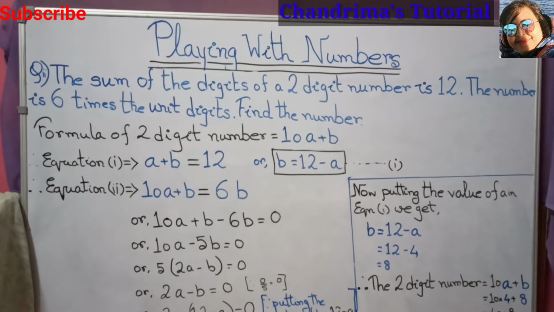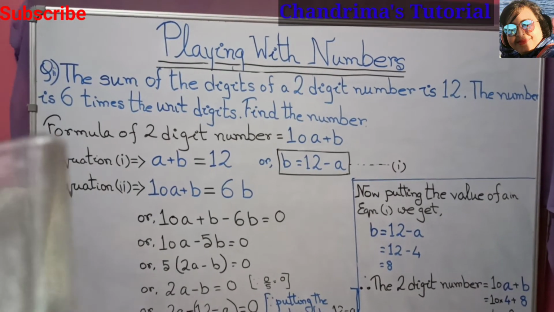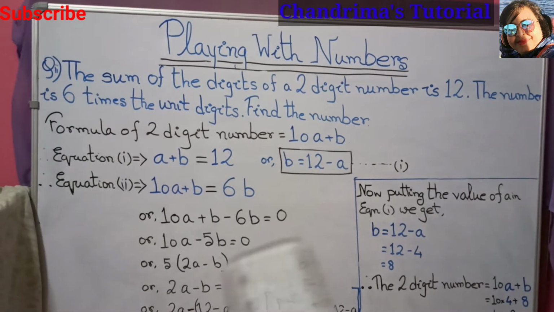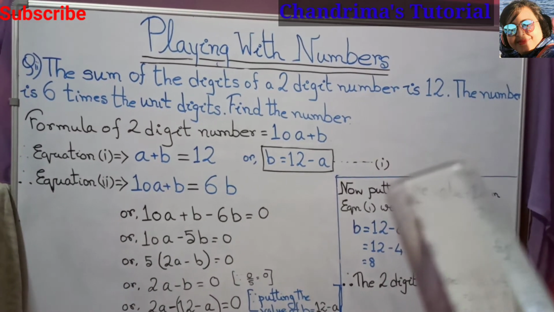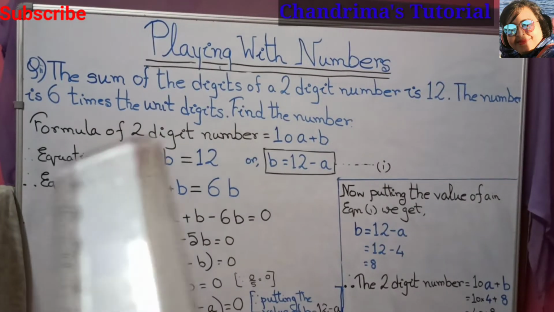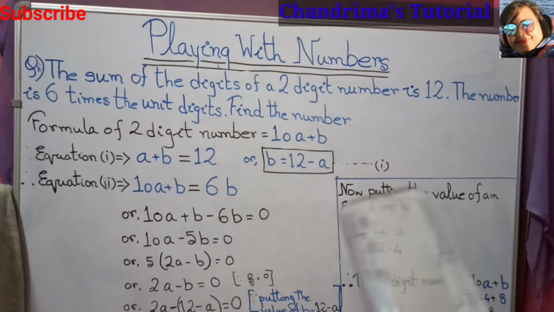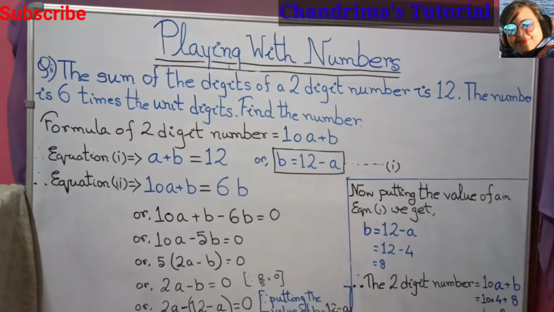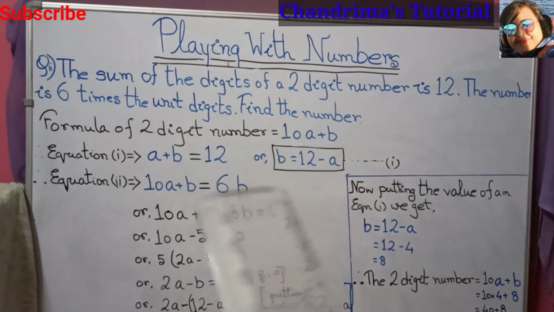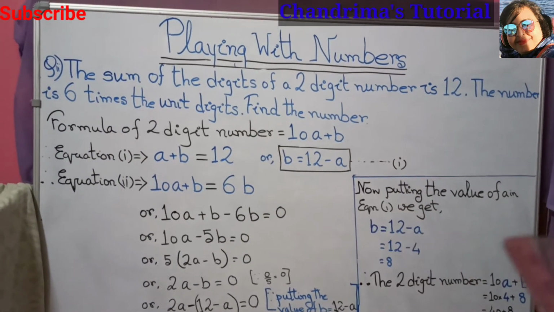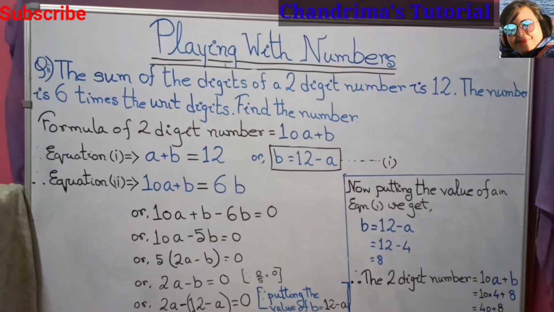So let's see the second sum. The problem given: the sum of the digits of a 2-digit number is 12 and the number is 6 times the unit digit. So we have to find out the 2-digit number. As per the formula, at first write the formula of a 2-digit number, which is 10a plus b. That much you have known now.